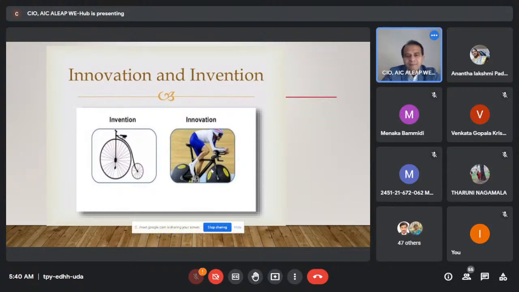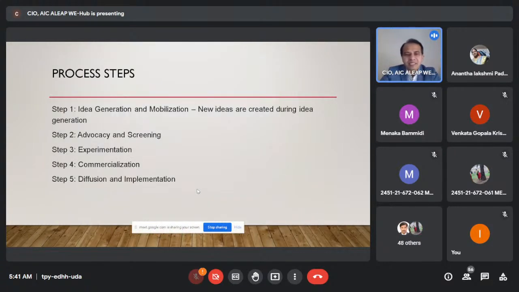Here you can see the invention of a wheel, and if you are able to develop a particular purpose, an application for the same, then it can become an innovation. So this is what is called invention and innovation. So the process steps. What are the process steps of innovation?